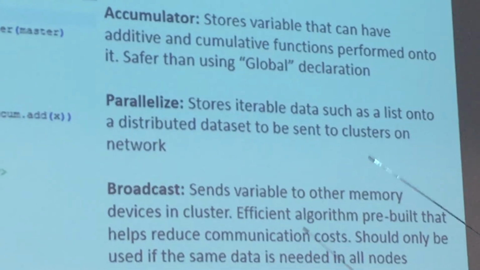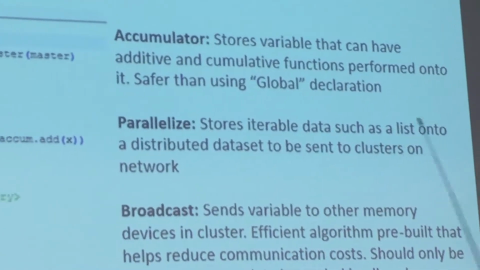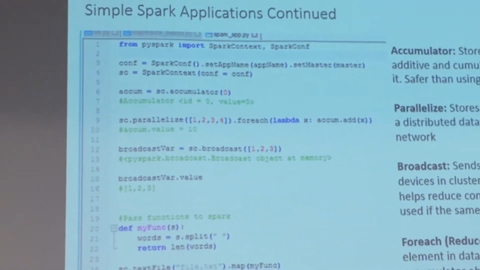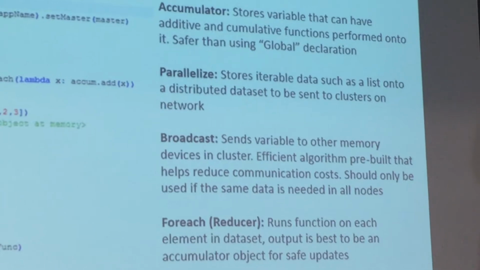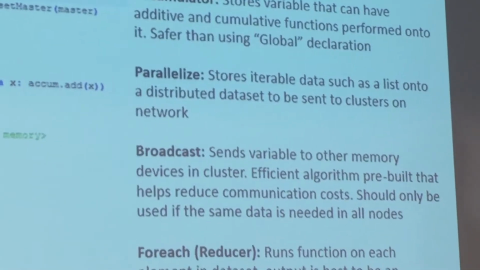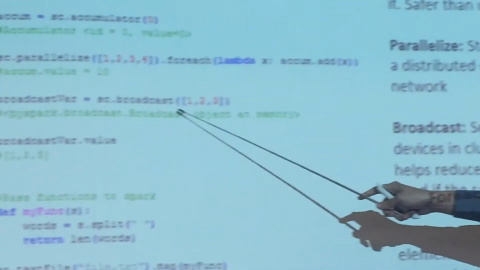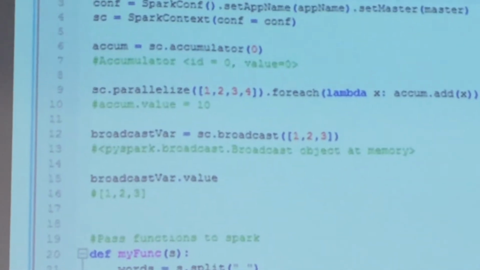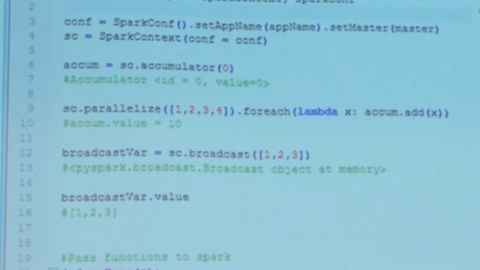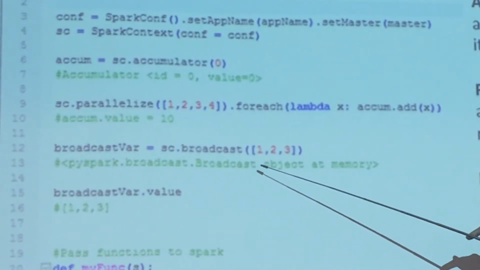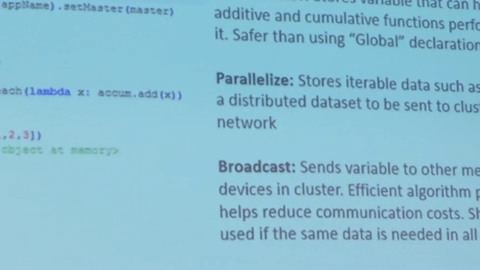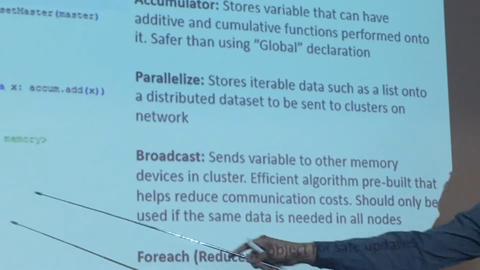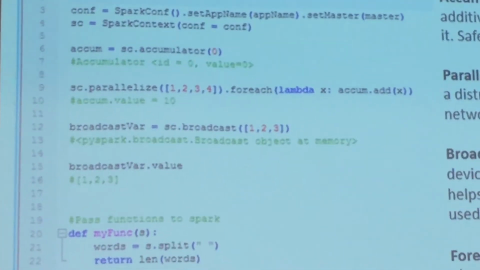Parallelize is simply a function that takes a data set and distributes the data set onto different nodes in the network. Broadcast is a way of creating a global variable in your application. So suppose you want to have an array with 3 values in it. You can set it to broadcast, and what it will do is send that variable over to all the nodes in your network. And then you can always call that value.